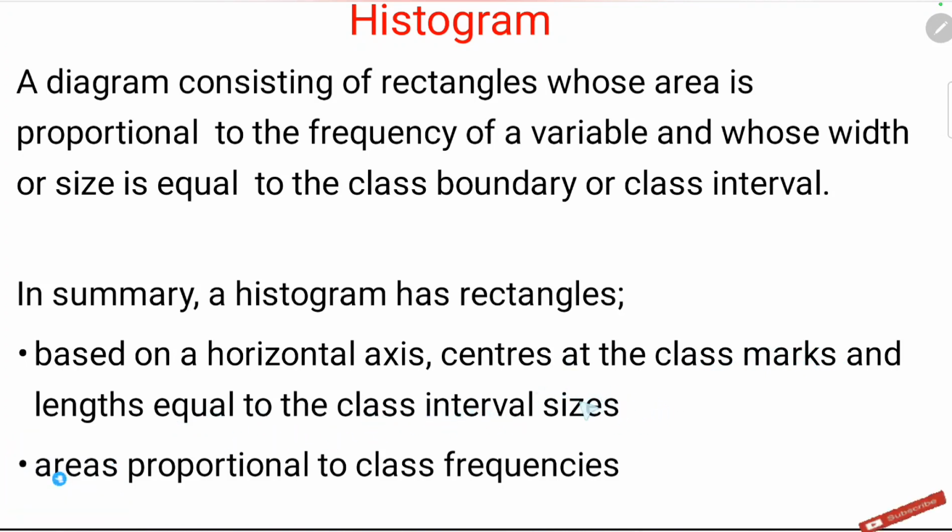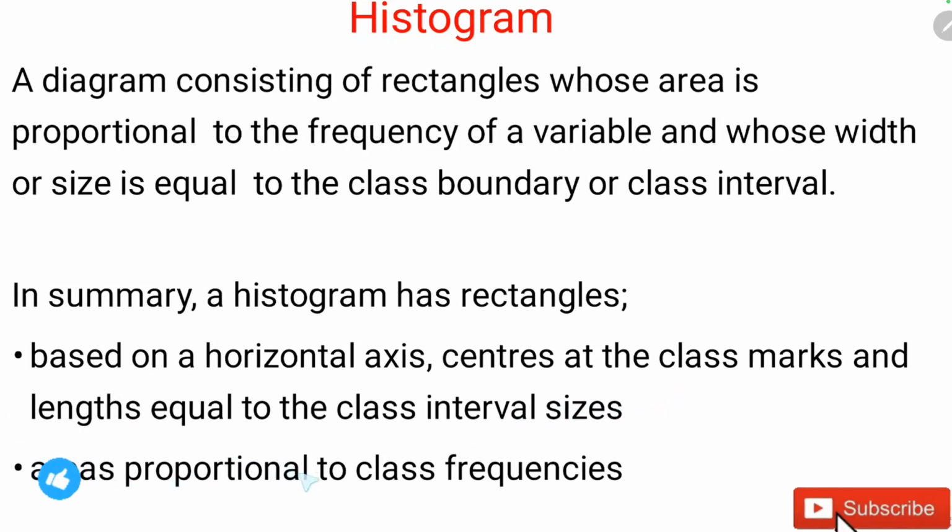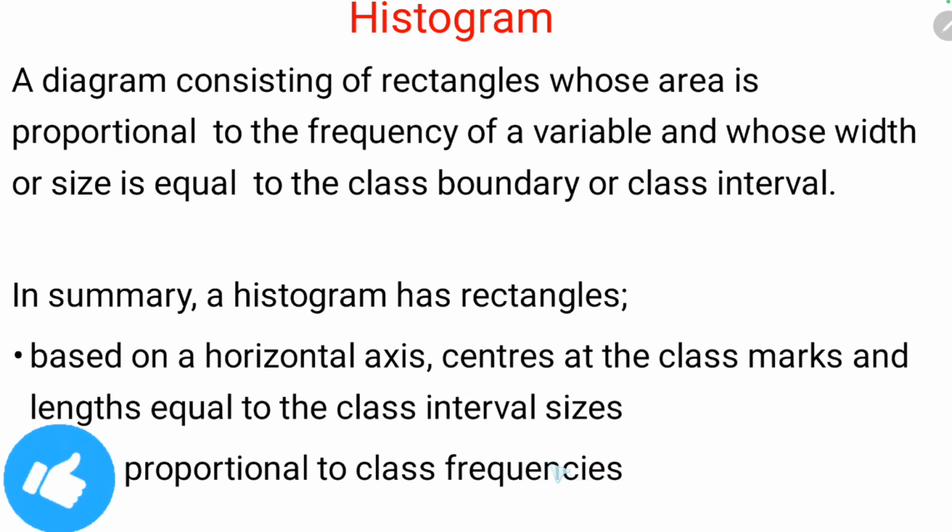So basically, the length of one particular class interval as against another is determined by the class interval size or the class width. And it also has an area proportional to the class frequency, as I've already indicated. For us to know the proportion of area that a particular rectangle will have on a histogram, it depends on the class frequencies for that particular class interval or the class boundary.